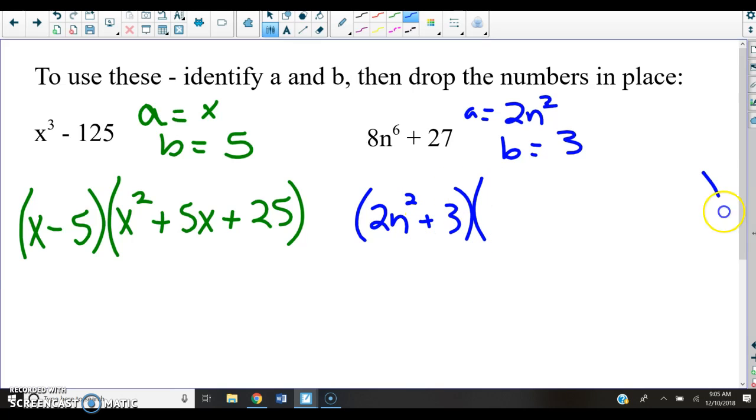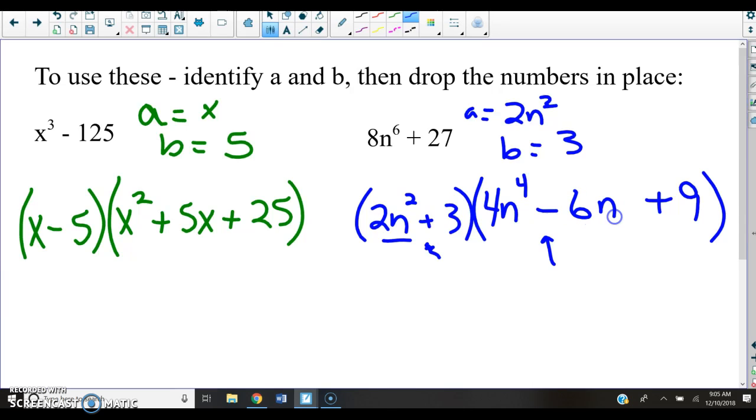And in my other parentheses, I'm going to square my first term. So when you square it, you got to square the 2 as well as the n squared. My 3 gets squared at the end. And my middle term, opposite signs, so this is a plus, this is a minus, the product of the two. That does not factor. Okay.